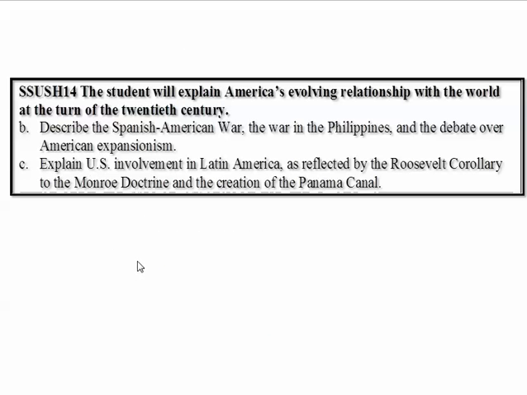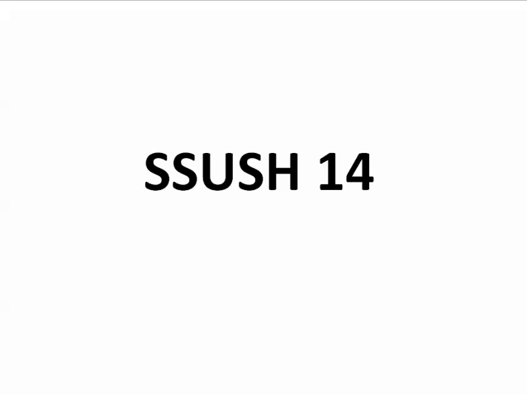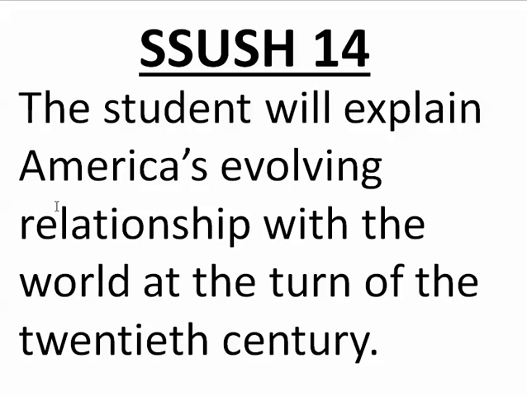Standard 14 has, we've already discussed the Chinese Exclusion Act in the last unit. That was 14A. We're going to do 14B and 14C here. And Standard 14, let's go ahead and jump into it. The student will explain America's evolving relationship with the world at the turn of the 20th century.